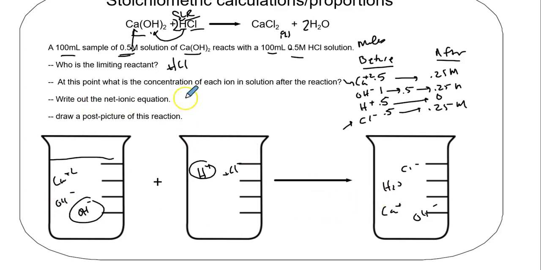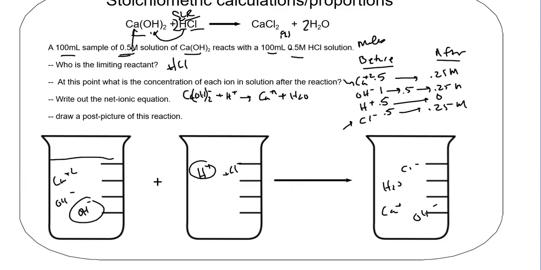Okay, that ionic is going to be calcium hydroxide plus H plus goes to calcium plus 2 plus H2O. There's maybe a few different ways you could do this, but that one's the best, I think.